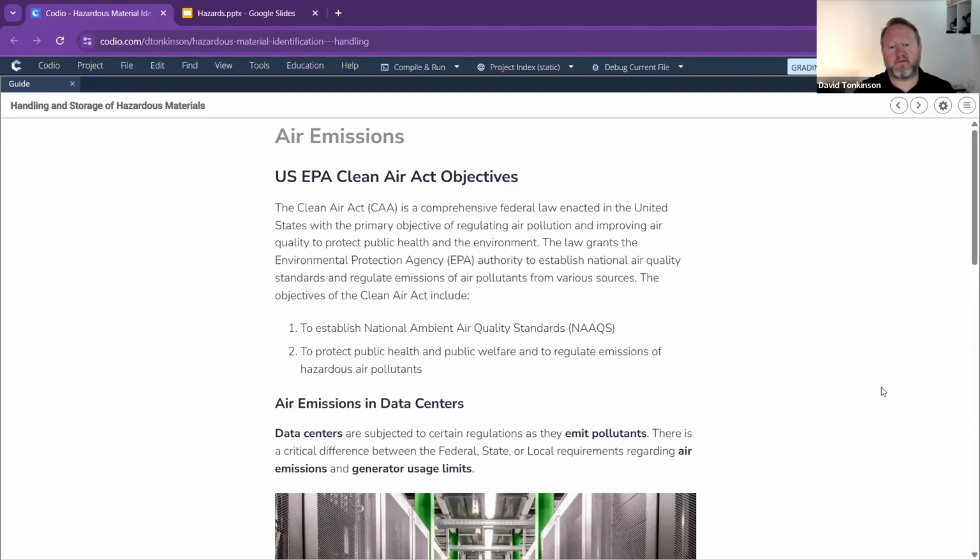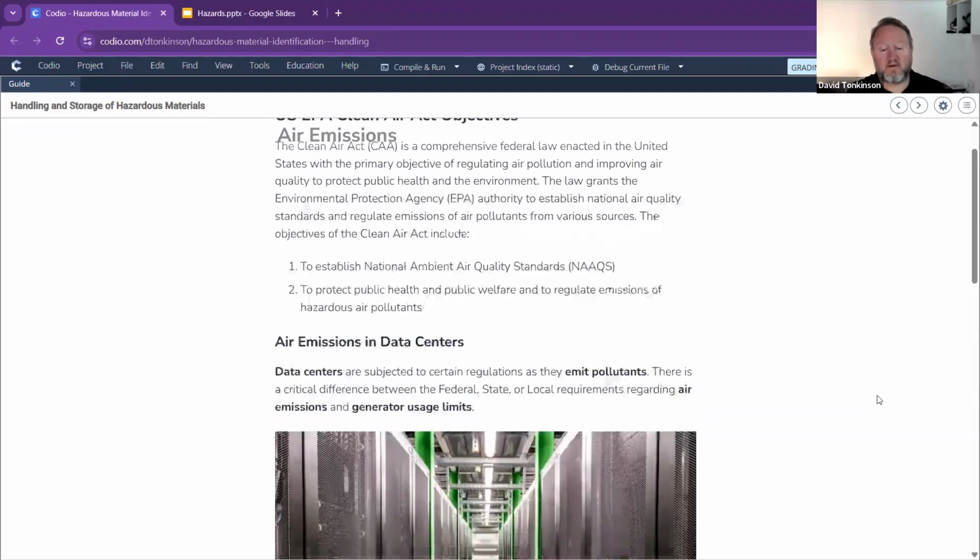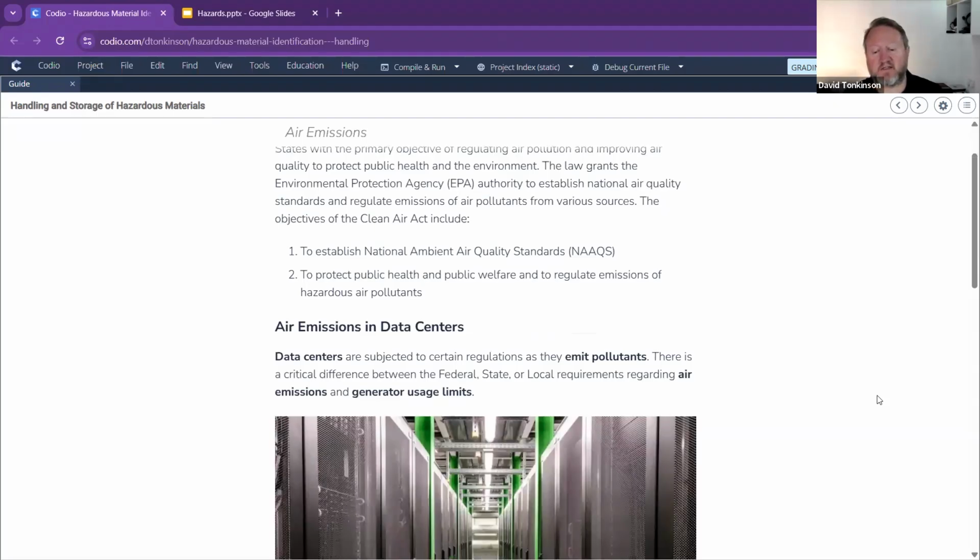Along with water, we also have to look after the air around us. So there are air emissions. There's the Clean Air Act, the CAA, which is comprehensive federal law in the United States with a primary objective of making sure that we don't chuck loads of pollutants into the air, causing problems for public health and the environment. The law grants the Environmental Protection Agency authority to establish national air quality standards. The basic aim is twofold: it establishes particular environmental rules, it protects the health and welfare of the public, and it allows them to regulate emissions.